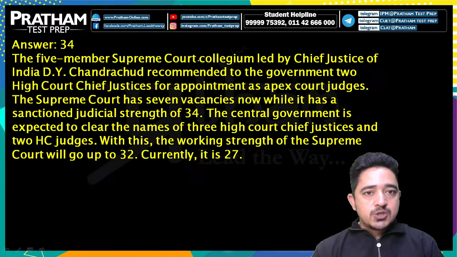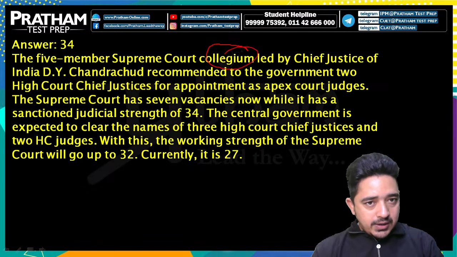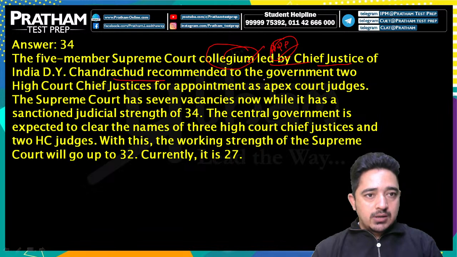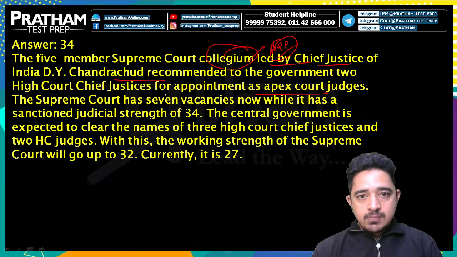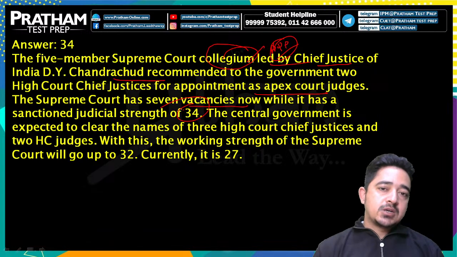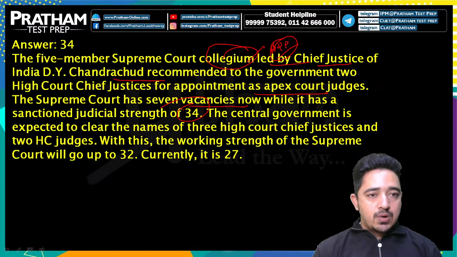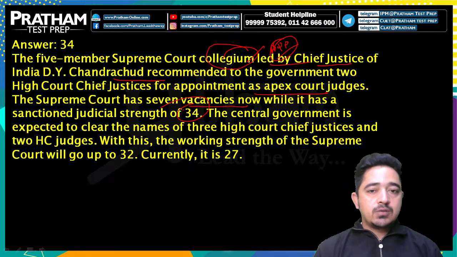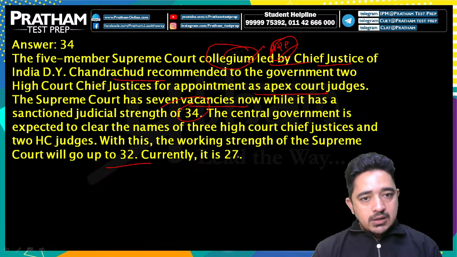The 5-member Supreme Court Collegium, led by the Chief Justice of India, is solely responsible for the appointment and transfer of judges. D.Y. Chandrachud recommended to the government High Court Chief Justices for appointment as apex court judges. The Supreme Court has 7 vacancies now, while it has a sanctioned judicial strength of 34. The central government is expected to clear the names of 3 High Court Chief Justices and 2 High Court judges. With this, the working strength of the Supreme Court will go to 32, currently it is 27.